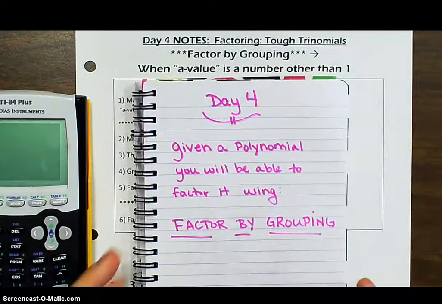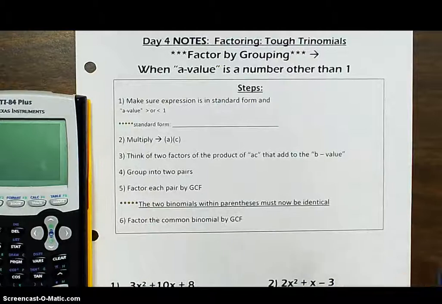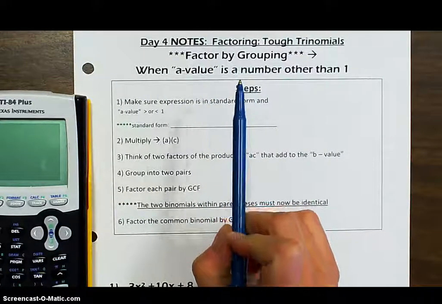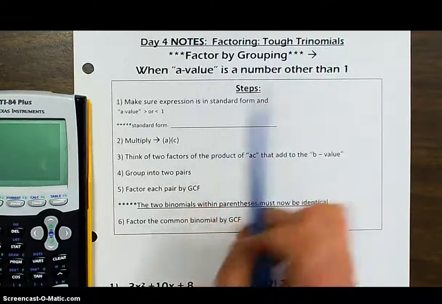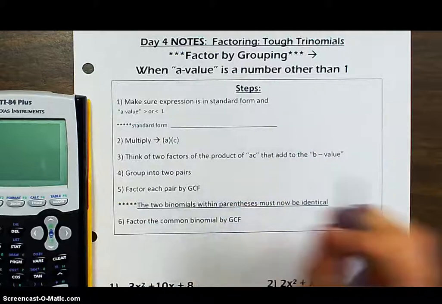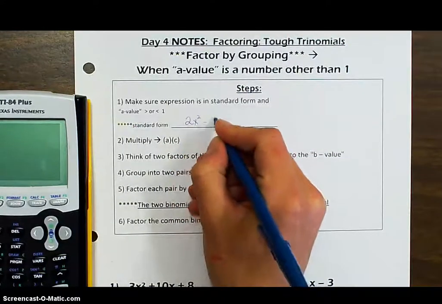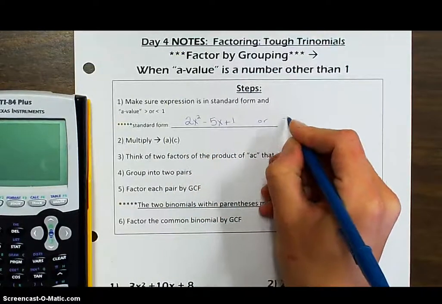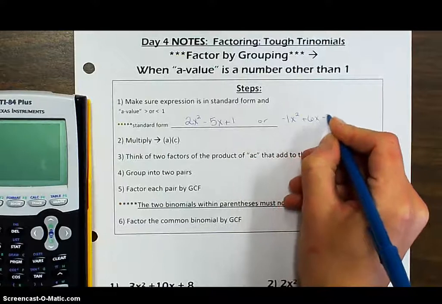All right, ladies and gentlemen, factor by grouping is not a method we're going to use all of the time. We are only going to use factor by grouping in very special cases. You're going to use it when your A value is a number other than 1. So when you are in standard form, if your A number is a number other than 1, for instance, that would be like 2x squared minus 5x plus 1. Or it might be negative 1x squared plus 6x minus 3.